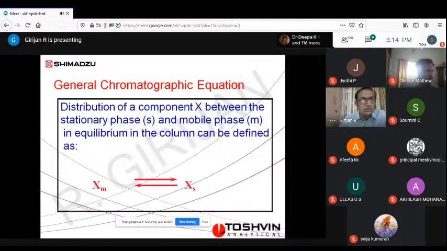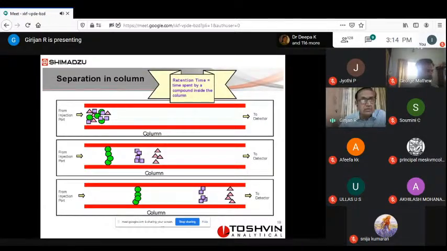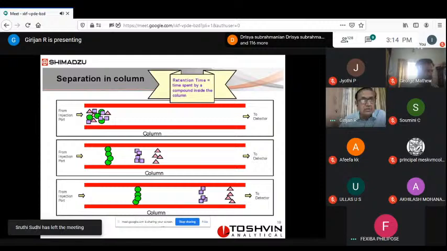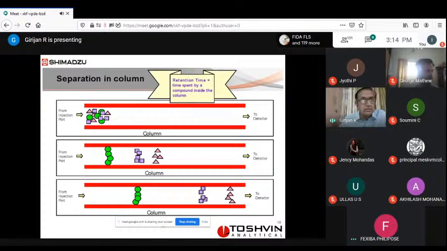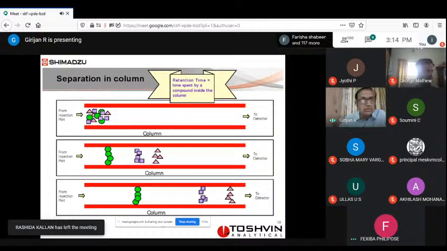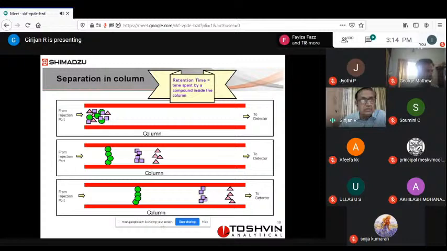Now, this is just for the understanding of the students. I have a column, and I have introduced a sample to the column which contains 3 different compounds. Each compound is represented by a certain shape: a triangle, a circle, and a square. Each one represents one type of compound. Your mobile phase is also passing through the column, and you can see they are getting separated. What is your observation? The triangle compound is at the front, the circle compound is at the back, and the square is in the middle.